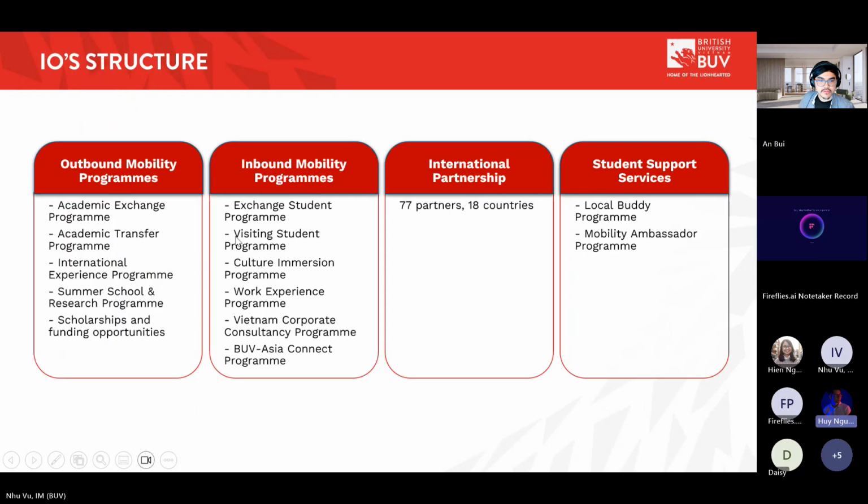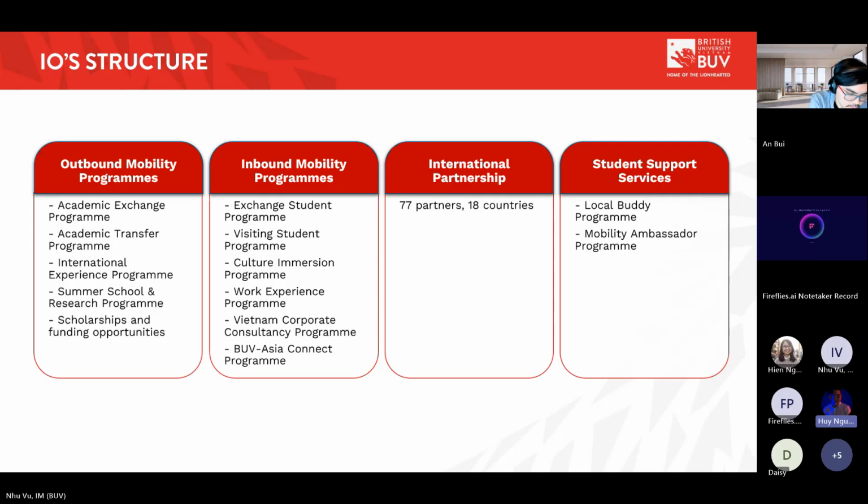So you can see we have four main parts we would like to showcase on our website. First of all is the inbound mobility programs. In this part we have in total around 5 programs, and we focus mostly on the academic exchange program, transfer program, and international experience program. Besides that, there are some opportunities for students for summer school and research programs, and some scholarships from our partners. I'll focus mostly on the three main programs: academic exchange, transfer, and international experience.